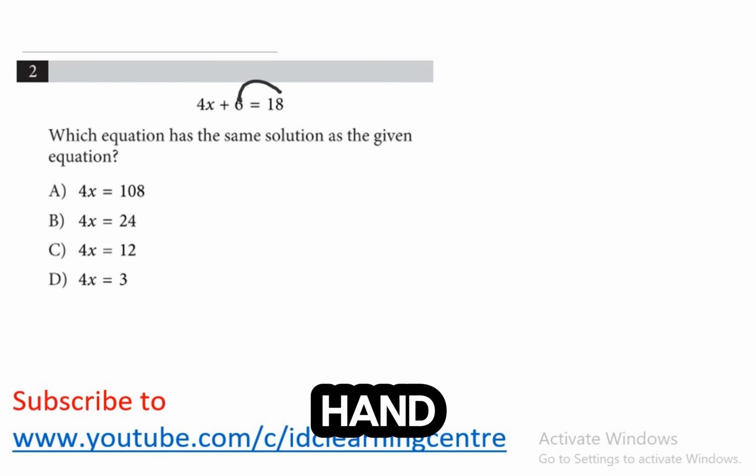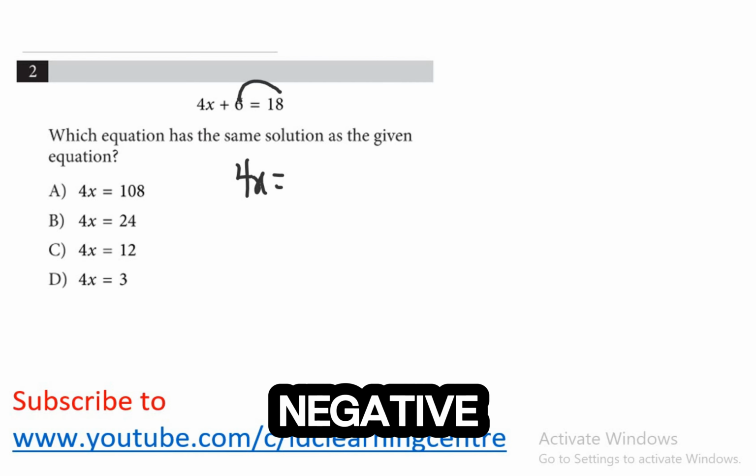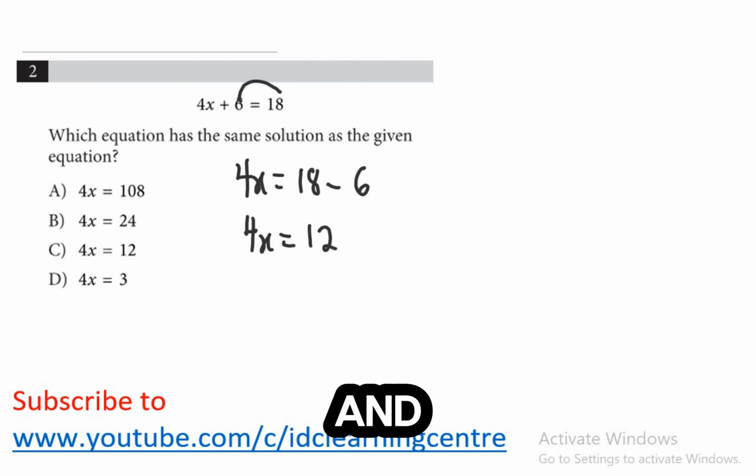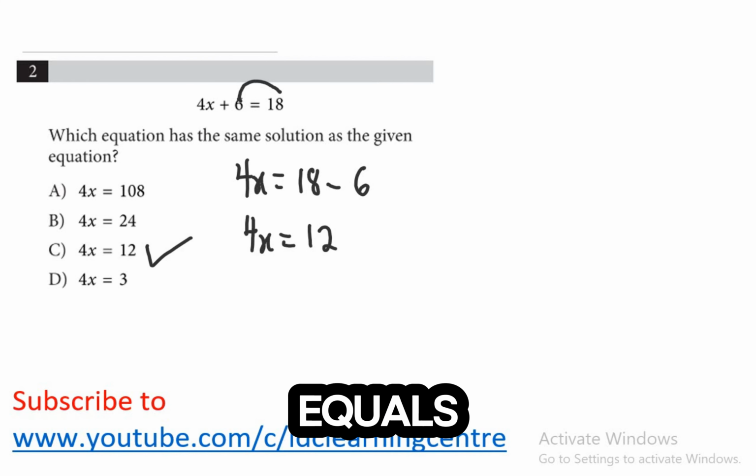So on the left hand side, we'll be left with 4x. And when I take 6 to the other side, it changes to negative 6. So we have 18 minus 6. When we evaluate 18 minus 6, we have 4x equals 12. And so we get our solution to be option C, where we have 4x equals 12. I hope that is clear.